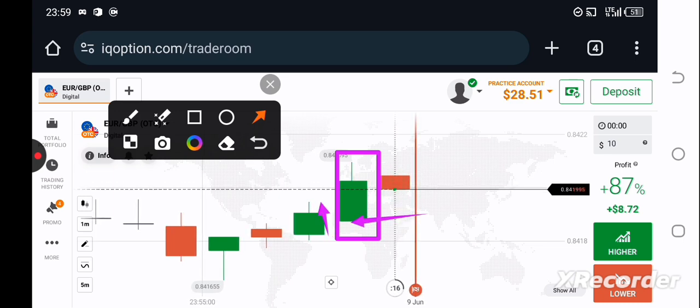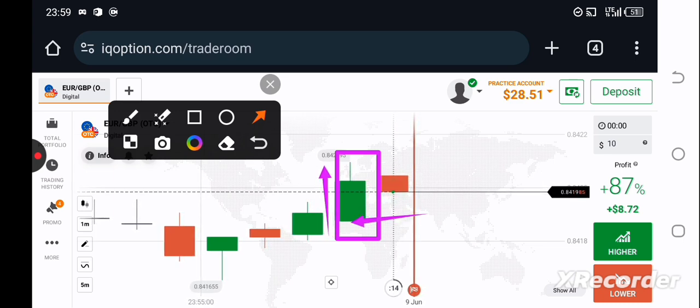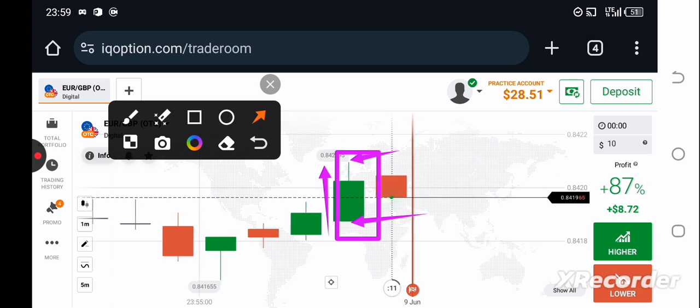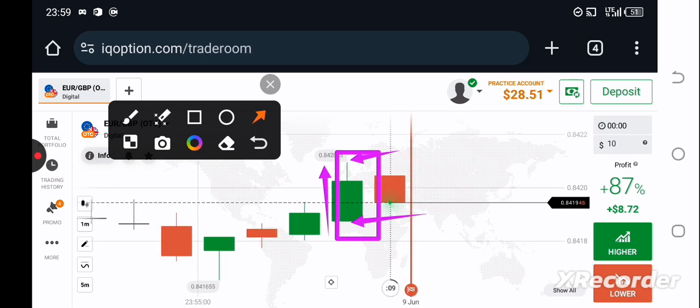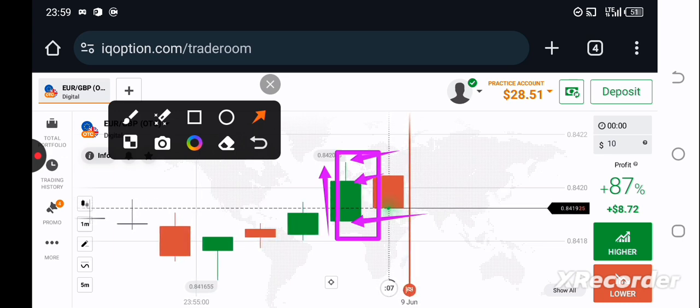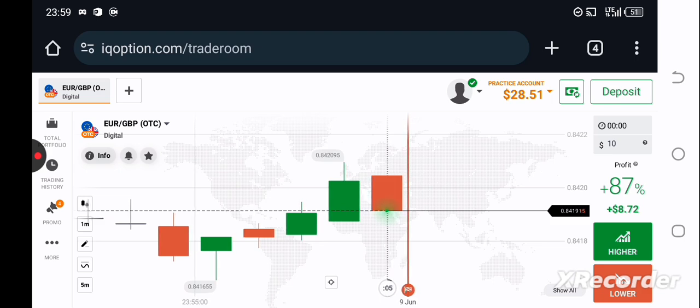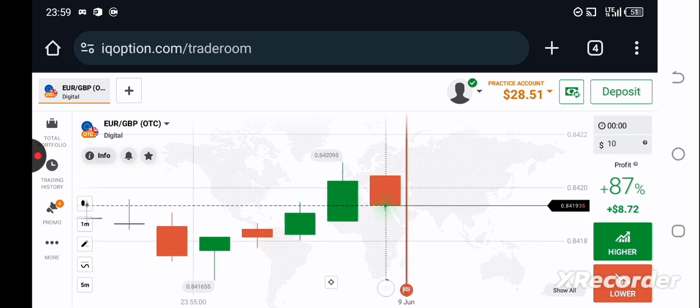It goes up, got to this high, rejected from here. You can see the upper shadow, and then finally close at this area. Now look at the current candle that is forming now, a bearish candle or a red candle.